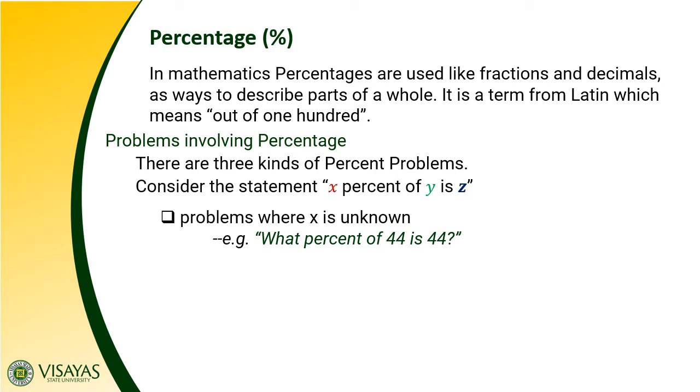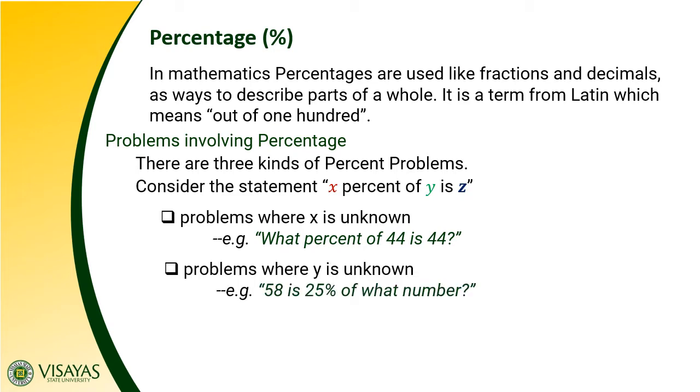And there are times that Y is the unknown. An example question here is, 58 is 25% of what number? This is a different percentage problem, because this time the percent is given and we are looking for a number in which 25% of that number is 58. This is different compared to the earlier one, wherein X was the unknown and you were looking for the percent.